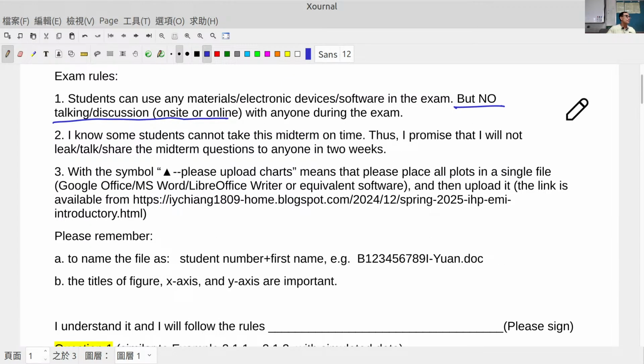The second rule: I know some students cannot take this midterm on time. Thus, I promise I will not leak, talk, or share any information about the questions in 2 weeks.